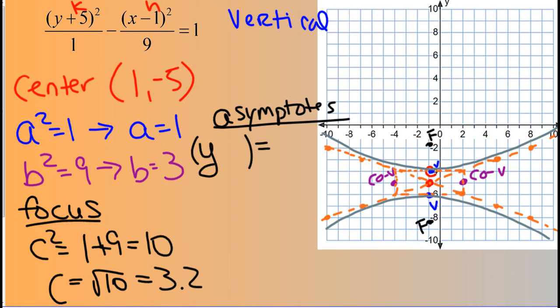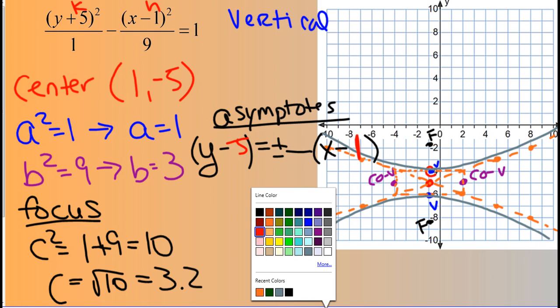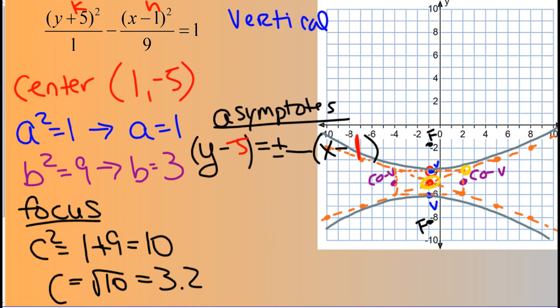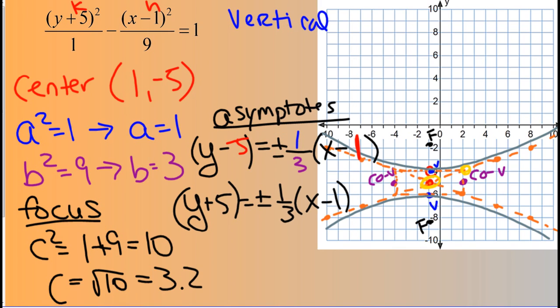I'm kidding. Asymptotes. Y minus a number, plus or minus, we need a fraction because we have a slope. And then x minus a number. Your center goes in with your x, so it's a 1 and a negative 5. And then you count out. Remember, you're counting from your center of the rectangular box up to the right corner. We counted up 1 over 3. And those are the a's and the b's. Make it pretty. Y plus 5 equals positive negative 1/3 times x minus 1. And there you have it.